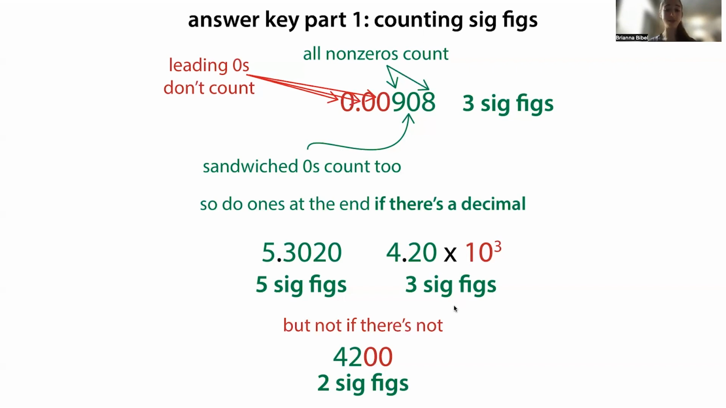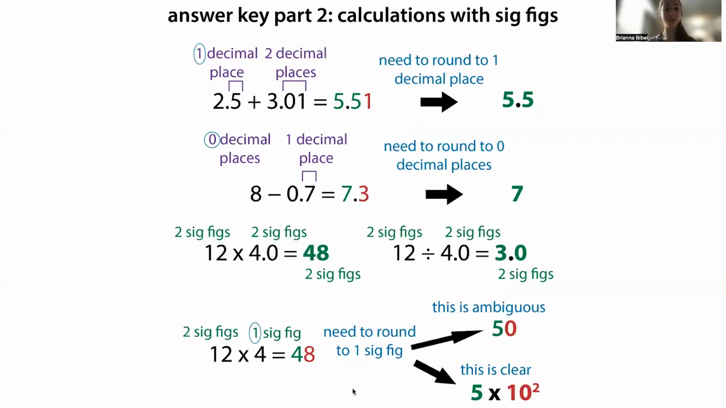And if there is no decimal, then the zeros aren't going to have meaning. So this is what we looked at before, where if we were to just write this without the scientific notation, 4,200, we would only have 2 sig figs. So that was an example of counting sig figs. Now let's talk about calculations.